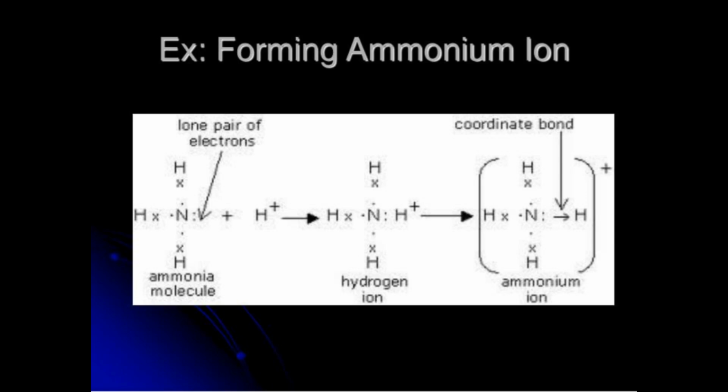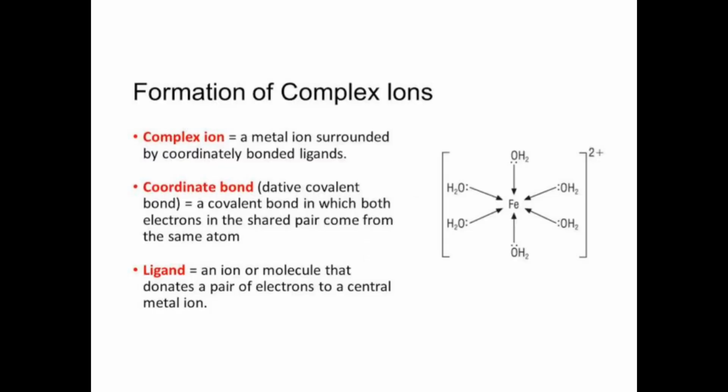Why? That's the coordinate bond. It is what is used to coordinate the compound. The nitrogen is now donating its two electrons so that it can use them to form a bond with the hydrogen ion. That is how ammonium ion is formed. This is exactly how ammonium ion is formed. Okay, so you can get more.